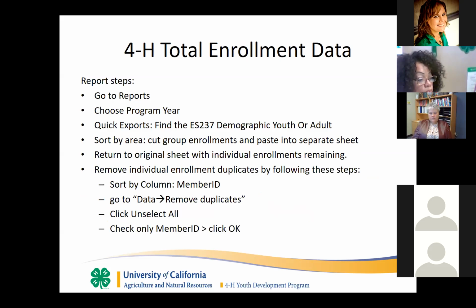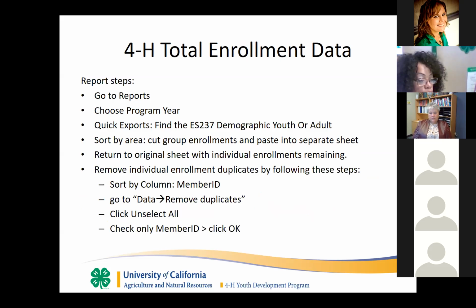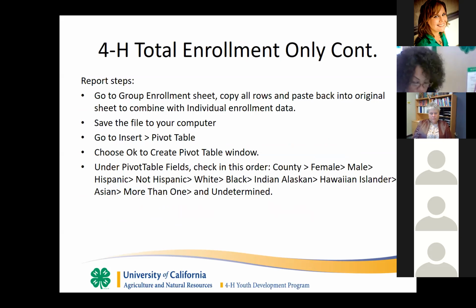When we get to total enrollment, we're looking at the total enrollment. We're not going to be filtering by the delivery mode. So this report is going to include all delivery modes, and the duplicates are going to be removed by member ID. So again, going through this, creating pivot tables, this is what we get.